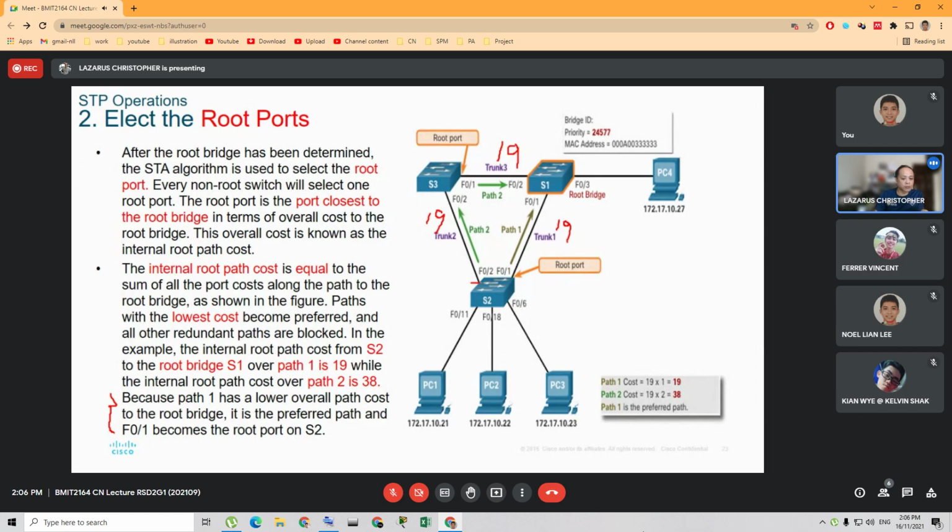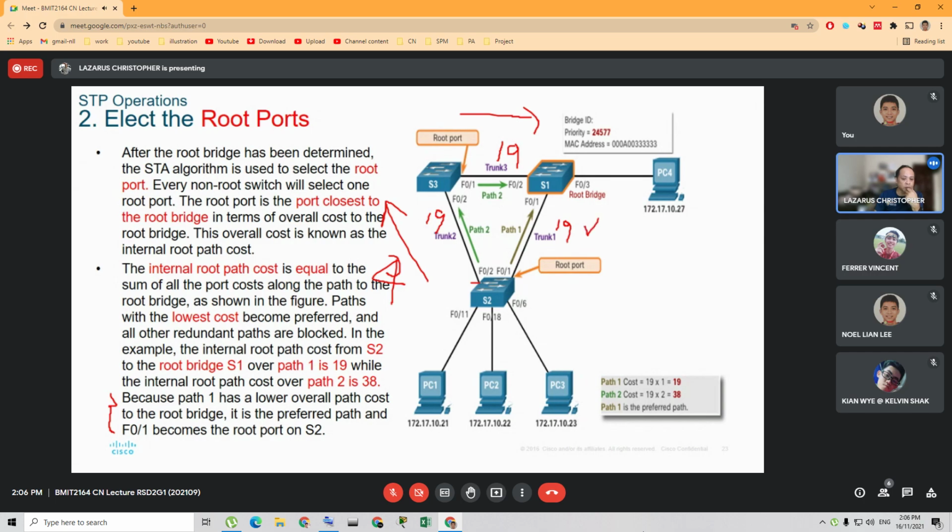So G1, this one is G1. This one could be G1, could be fast Ethernet as well. Oh, sorry, gigabit also. So if this is gigabit, it becomes 4. Sorry, 4. But still, if this is 19 plus 4, still this one wins.